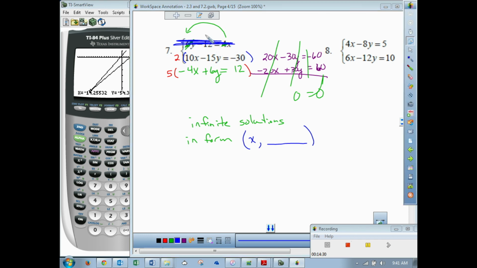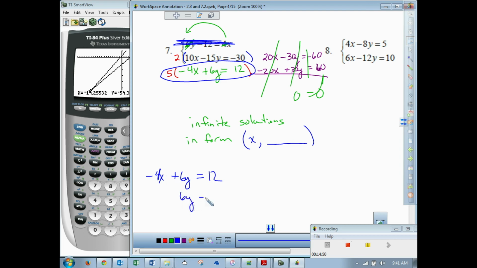Let's not use that one. Those numbers are too big. Let's use this one instead. Let's solve for y. I'll slow down because I know I'm moving pretty fast. It's negative 4x plus 6y equals 12. I just need to know what y would equal in this situation, so I will get y all by itself. 6y equals 4x plus 12, correct? Then divide both sides by 6, or all terms by 6, I should say.